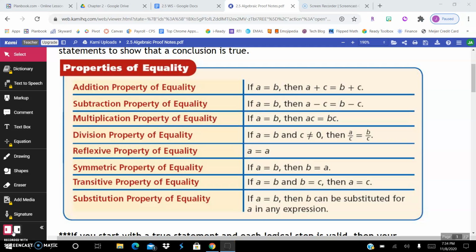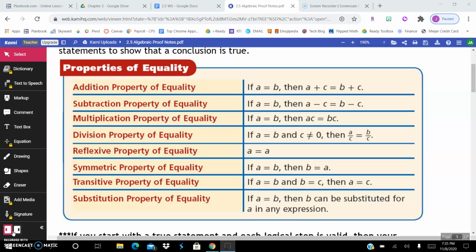They are all given to you with examples of A and B and then a C thrown in. So the addition property of equality says if A is equal to B, then A plus C equals B plus C. That is just saying we can add the same number to both A and B and still have the same answer. The subtraction property of equality, again, if A and B are equal, and we take C away from both of them, then we will still have the same answer. And the multiplication property of equality is the same thing again, except we're multiplying both A and B by C and they are still equal to each other.